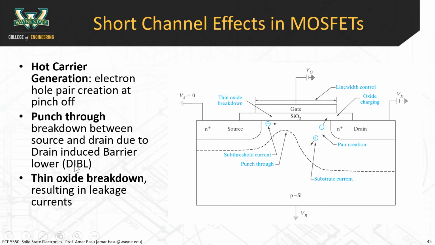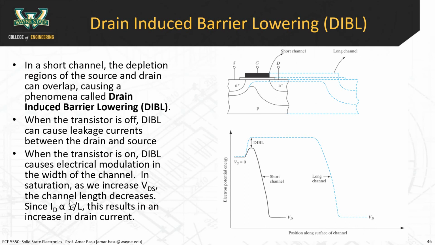Another one is drain-induced barrier lowering. That's the next slide, and then thin oxide breakdown, which results in leakage currents. So let's look at the drain-induced barrier lowering first.